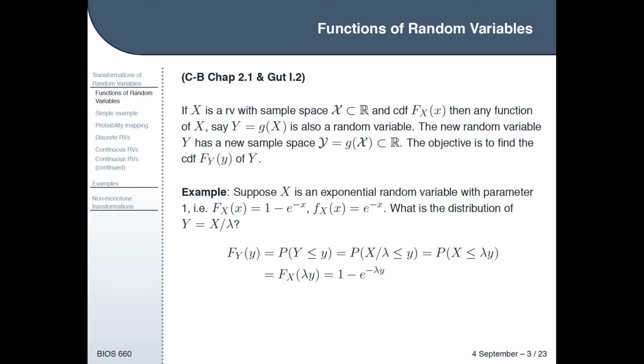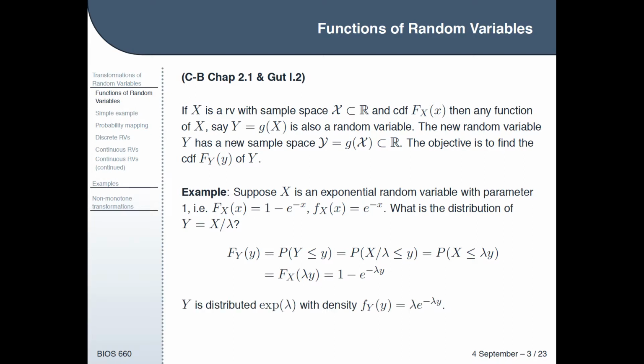In this case, big Y we define to be X divided by lambda, so that's just going to be the probability that X is less than or equal to lambda times y, which of course is equal to what we would get if we just plugged lambda y into the CDF for X. And we end up with the CDF for Y being equal to 1 minus e to the minus lambda y, exactly the same as the CDF for X, except now the x is multiplied by lambda.